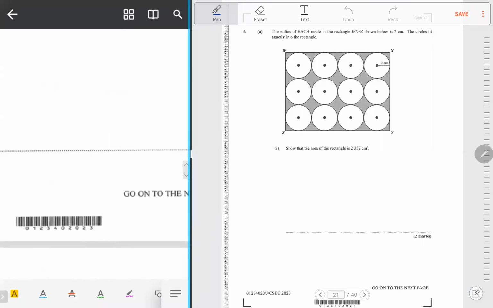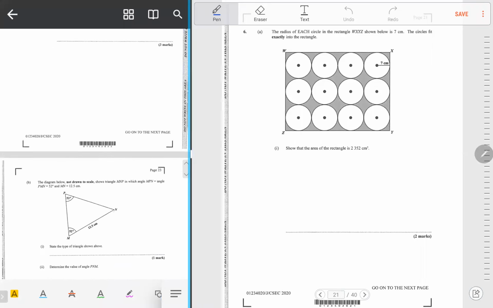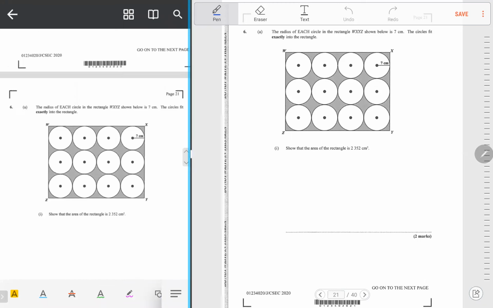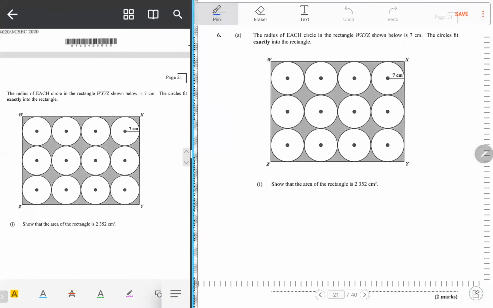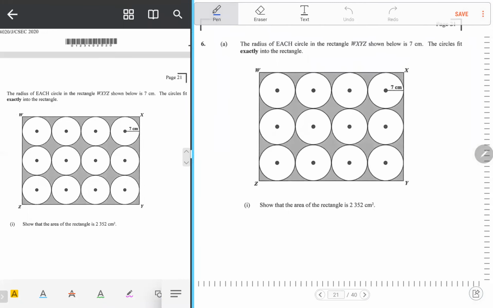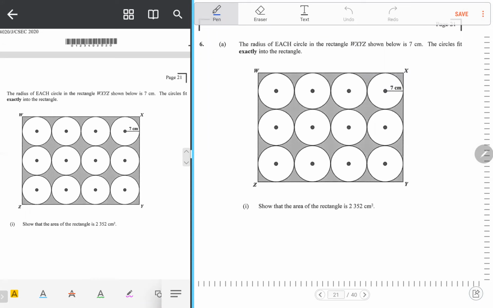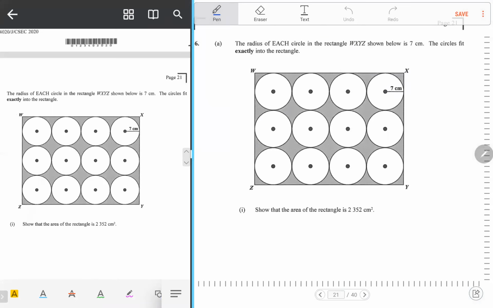Question 6 on this page. I'm sure we can see the two of them at one time. So question 6 is some trigonometry stuff, right? And some mensuration.